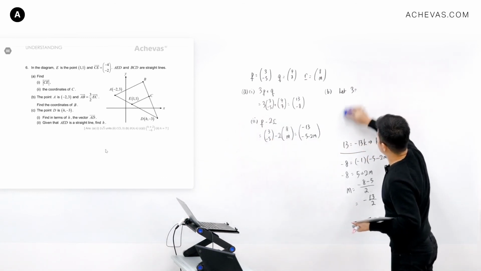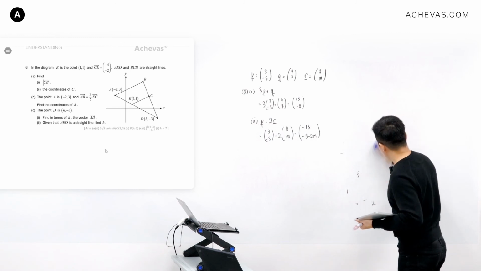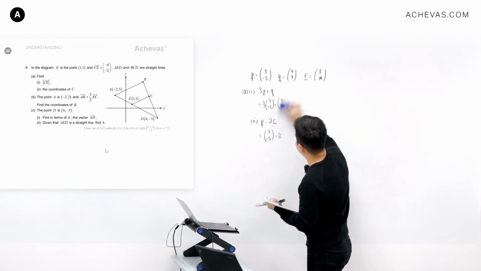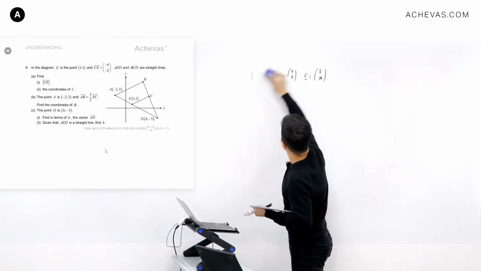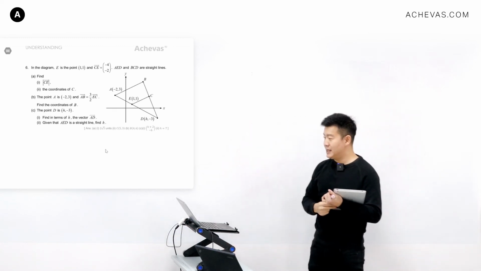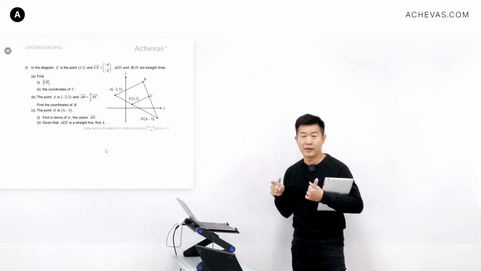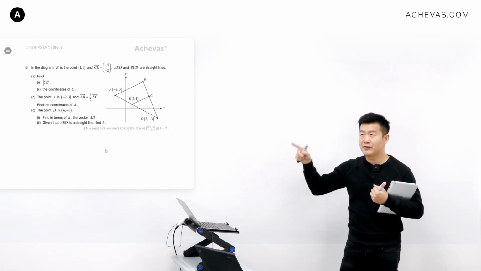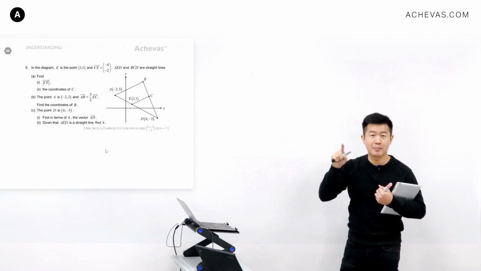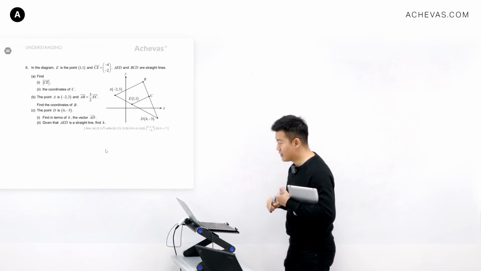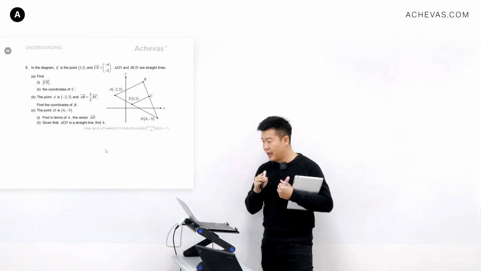Okay, let's try out this question. We're given a diagram on an xy axis, on the Cartesian plane. We are given point E with coordinates 1, 1. If the coordinates of E are 1, 1, that means the position vector of E, OE, will be 1, 1. CE is given to us as minus 4, 2. AED and BCD are straight lines.